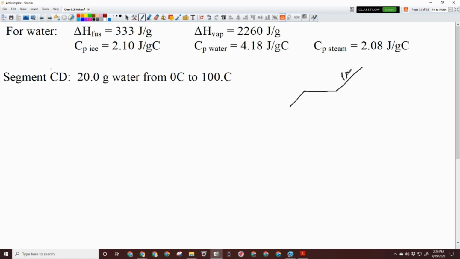This is the liquid phase. Okay, so if it's the liquid phase, I'm going to be using Q is equal to MC delta T. So mass, 20 grams of water, times the specific heat for, now this is a liquid phase, so it's for water, so specific heat of water, 4.18 joules per gram degrees Celsius. So we're working with Celsius, we're working with grams, and we need our answer in joules, so we don't have to do any conversions here. So that's 4.18 times delta T.